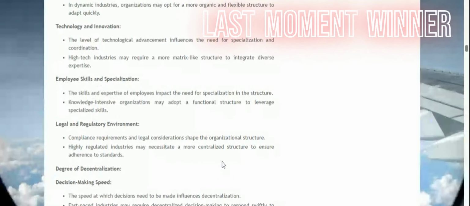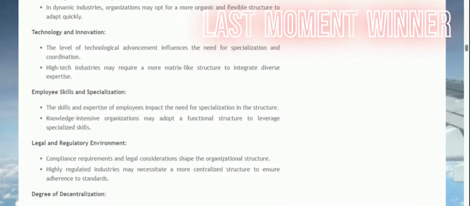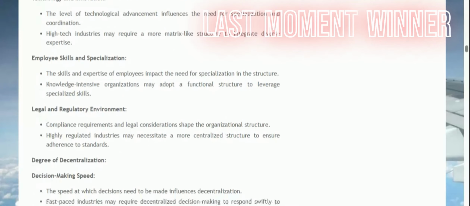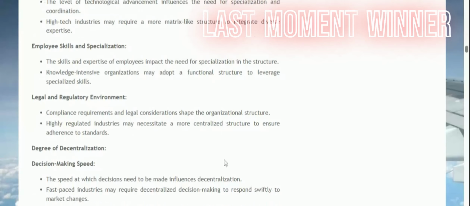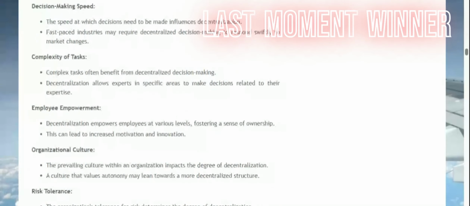Legal and regulatory environment. Compliance requirements and legal considerations shape the organizational structure. Highly regulated industries may necessitate a more centralized structure to ensure adherence to standards. Degree of decentralization. Decision-making speed. The speed at which decisions need to be made influences decentralization. Fast-paced industries may require decentralized decision-making to respond swiftly to market changes.